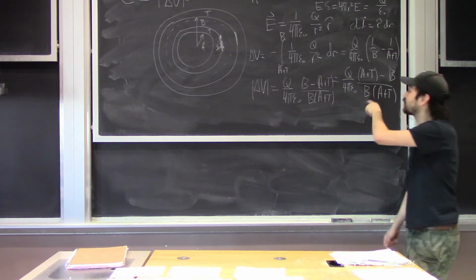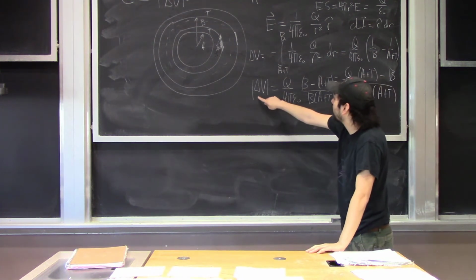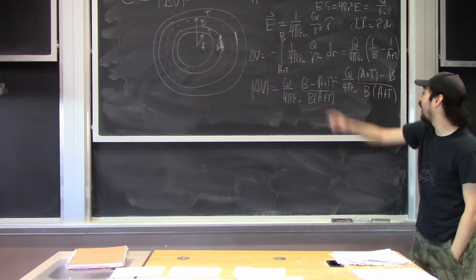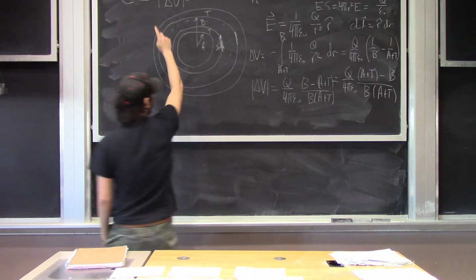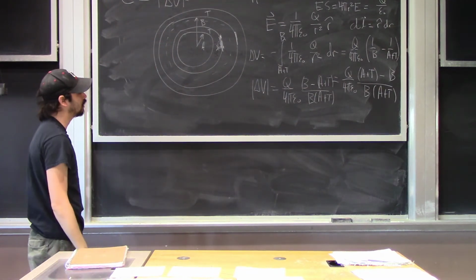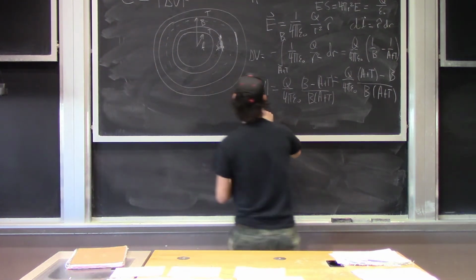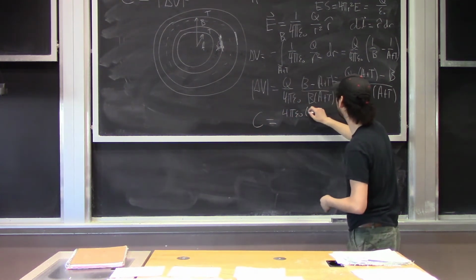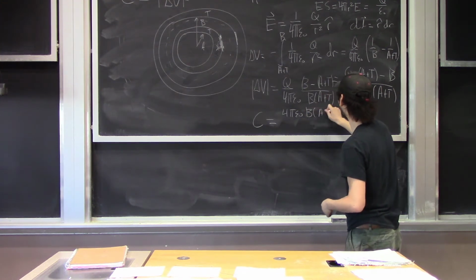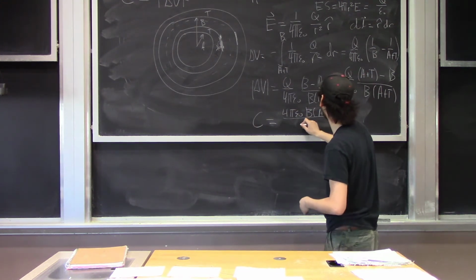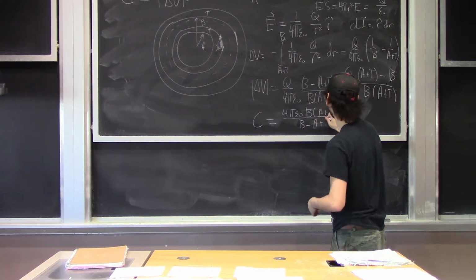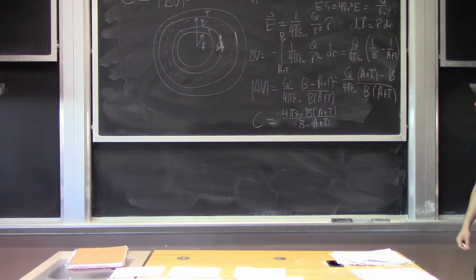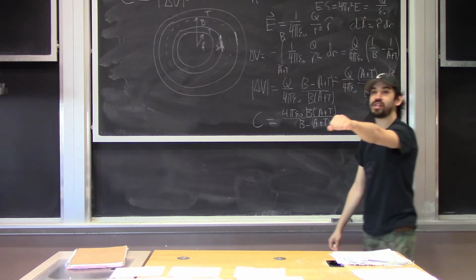So we're almost there with this calculation. We've found what the magnitude of delta V is. We just need now to find what the capacitance is, and that's just to take the charge and divide it by this magnitude of delta V. And so that tells me that the capacitance is going to be equal to 4 pi epsilon naught times b times a plus t divided by b minus a plus t, right? Because that's just to invert this fraction that I have here.